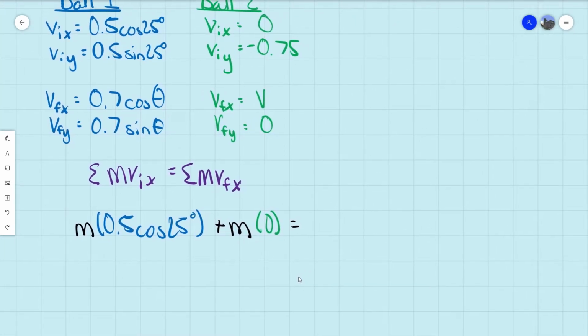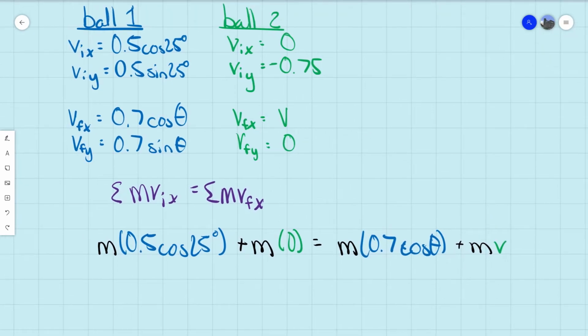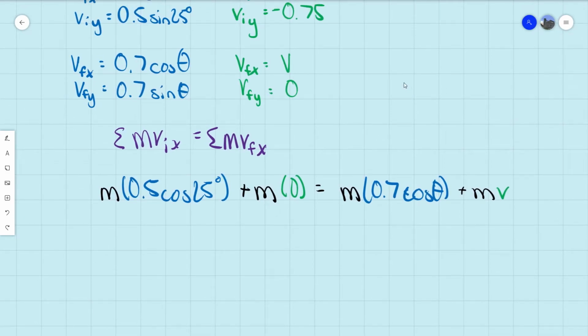m times 0.7 times the cosine of theta plus m times v. Oops, that should be green. Times v. And I've just pulled these numbers from my little table up here. All of our masses cancel out in this particular problem because they're the same magnitude. The balls have the same mass, so I can cross out the masses in this problem.